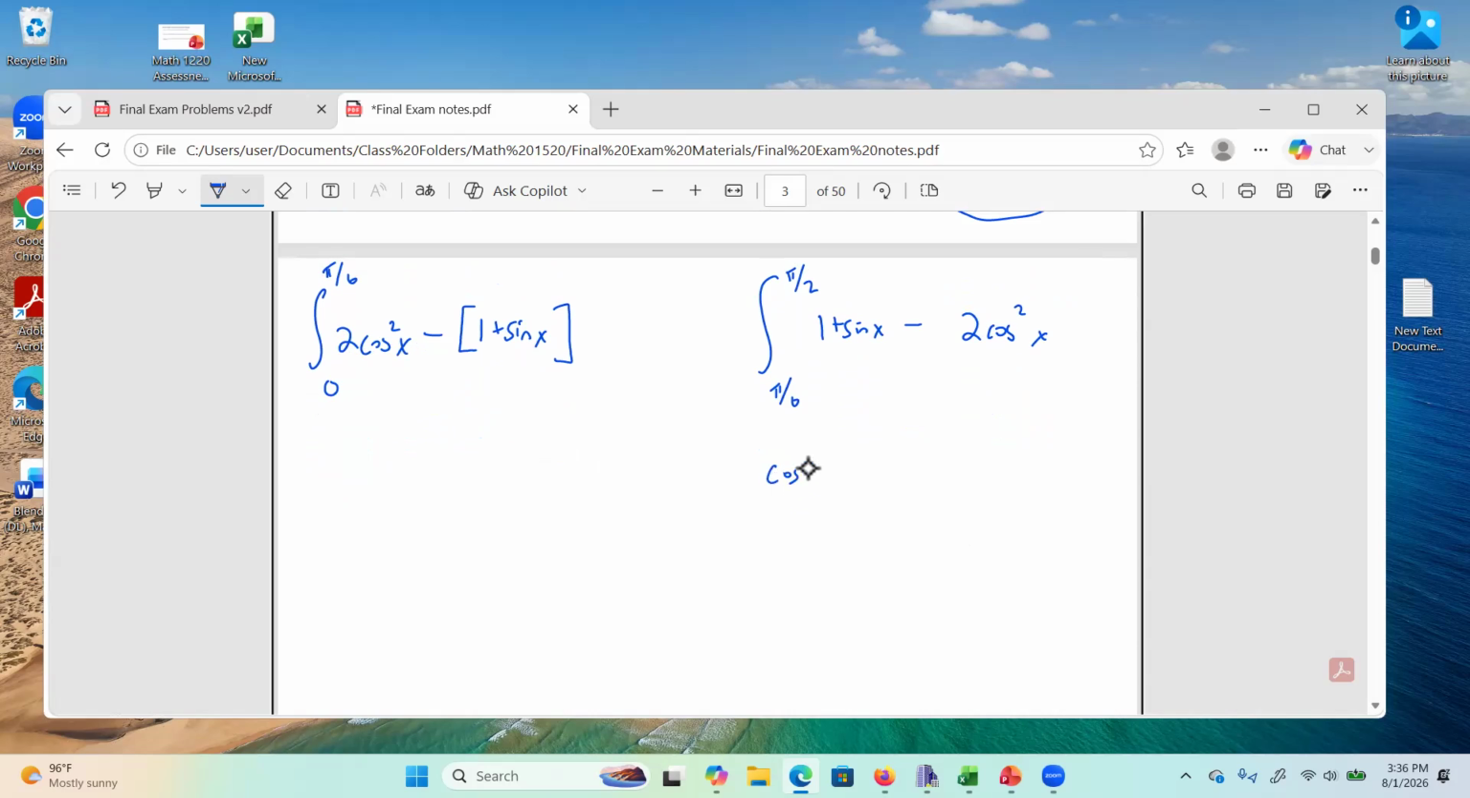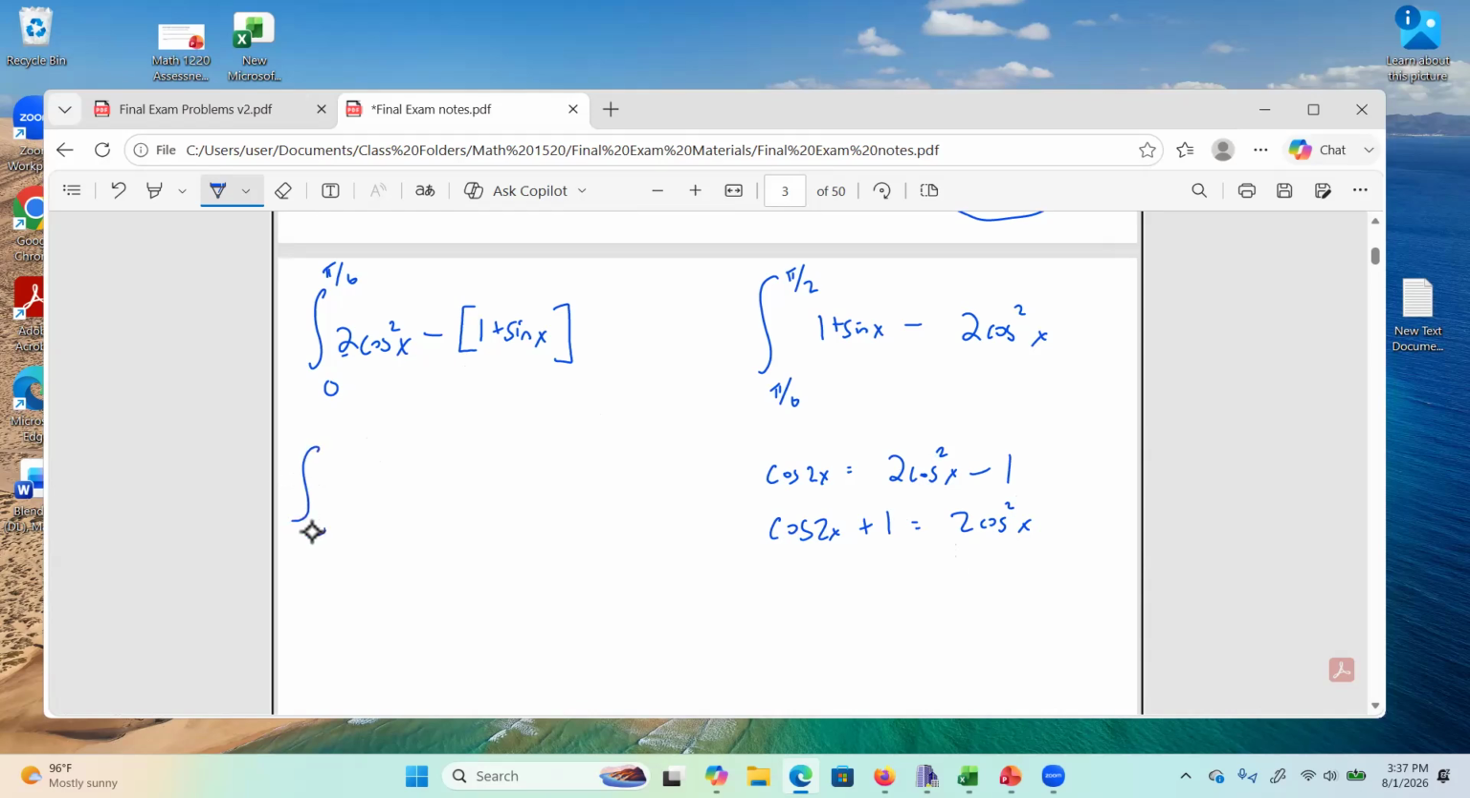We have cosine of 2x is equal to 2 cosine squared x minus 1. And then we're going to solve for it. So we have cosine of 2x plus 1 is equal to 2 cosine squared x. Do I have to divide by 2? Not really, because there's already a 2 cosine squared here. So I'm just going to replace it.